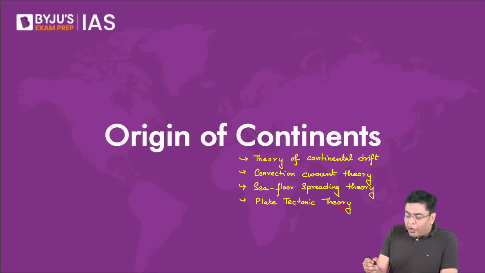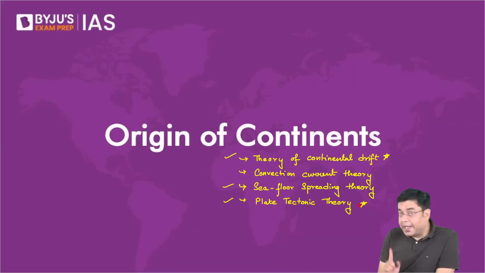So, out of all of these, UPSC has basically repeated questions in the mains from the theory of continental drift, from the seafloor spreading theory, as well as from the plate tectonic theory. But if you have to finally triangulate upon the important areas very much relevant for your examination, here, the continental drift theory as well as the plate tectonic theory are going to be the most prominent ones.